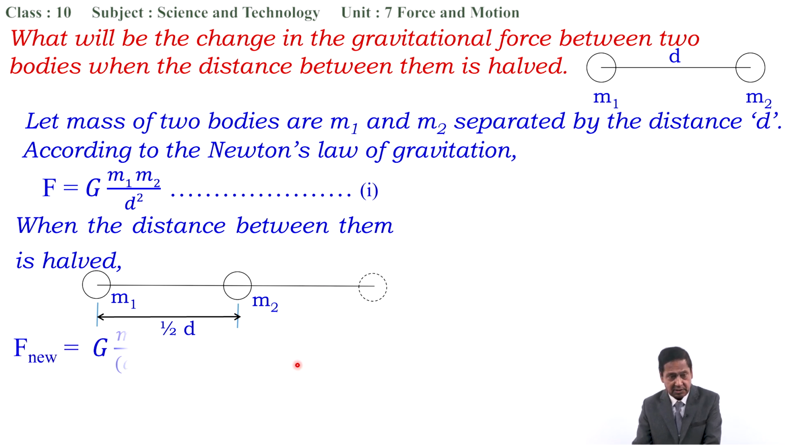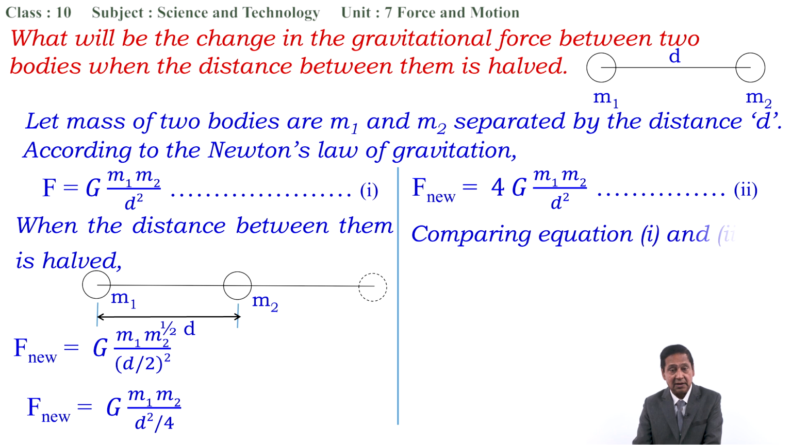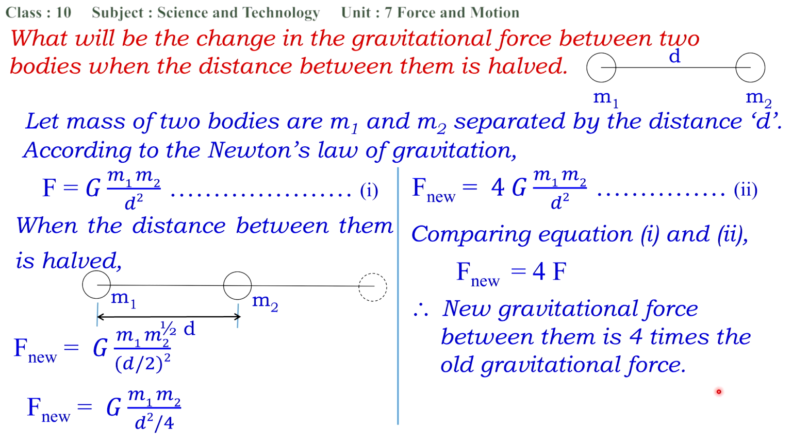Now the same equation becomes what? F new is G m1 m2 by d by 2 whole square. 1 by 2 d means d by 2 square, and this is equal to d square by 4, since 2 square is 4. And the 4 goes up to the numerator. Now we have this equation, 4 times capital G m1 m2 by d square. If we compare these two, the new gravitational force is 4 times greater than the previous gravitational force. Comparing equation 1 and 2, F new equal to 4 times F. This way we can conclude that the new gravitational force between them is 4 times the old gravitational force.